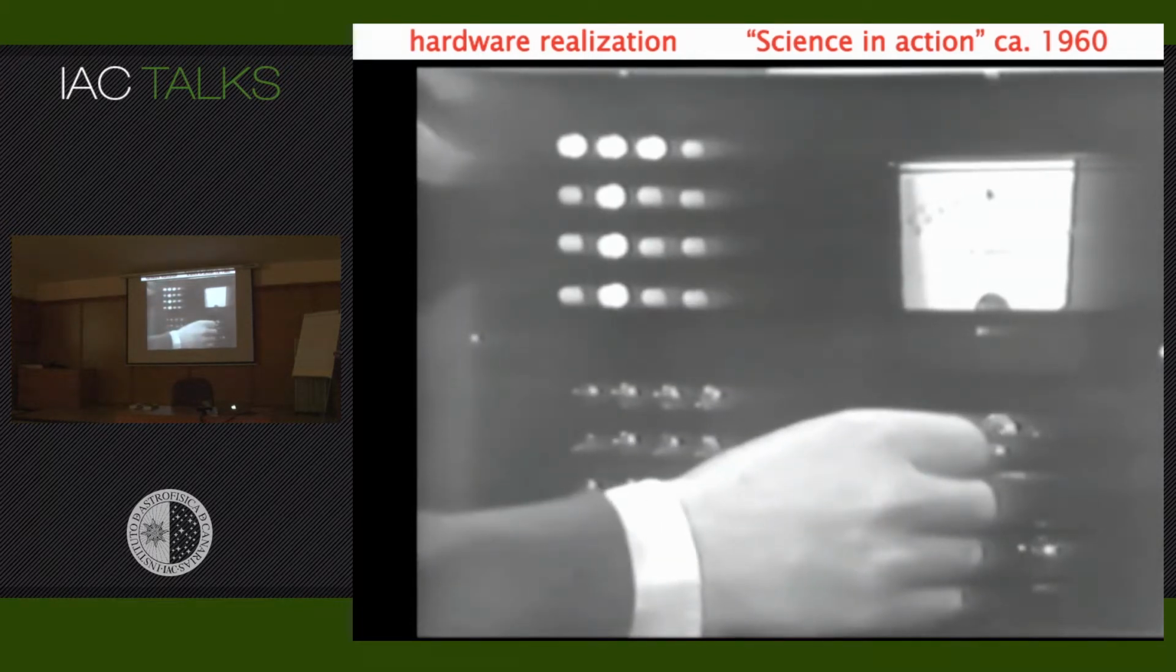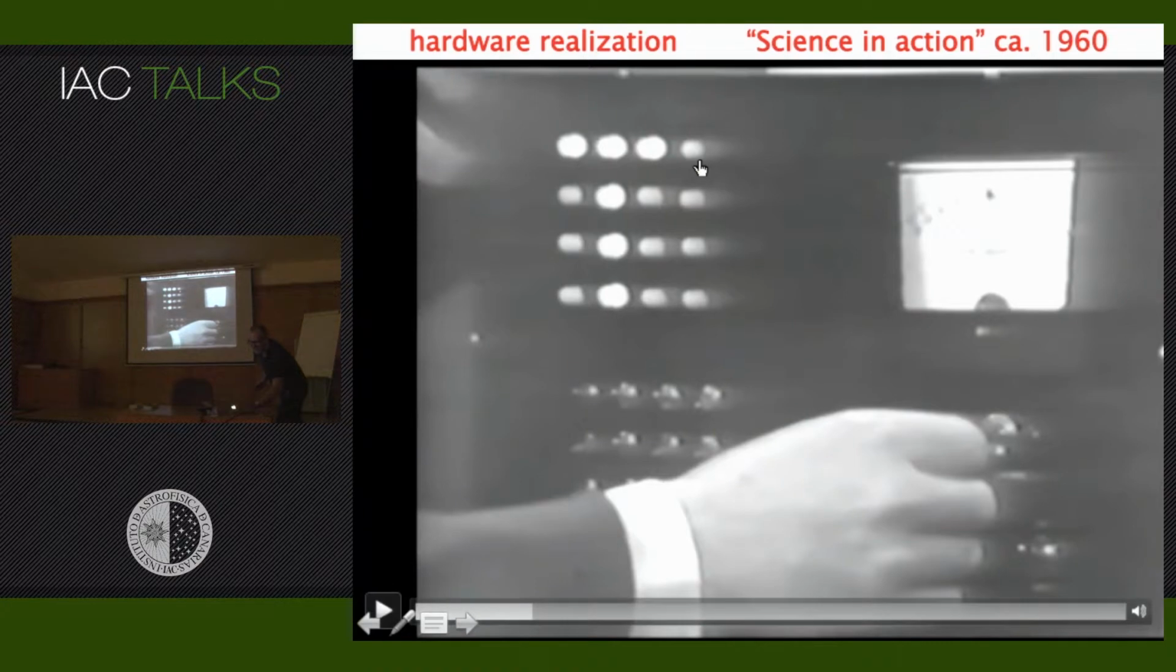So this is 4 by 4 pixels for the input patterns. And I stopped it somehow. And Widrow is demonstrating how this thing learns.